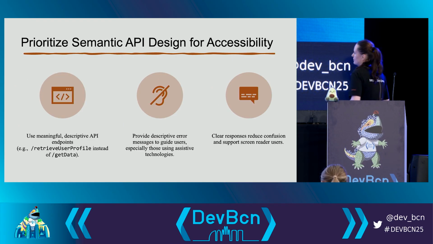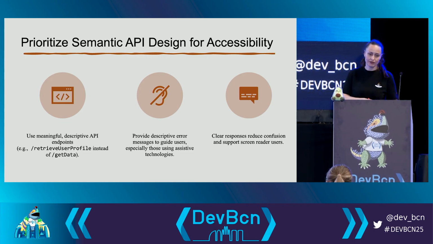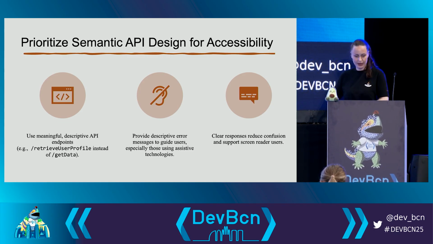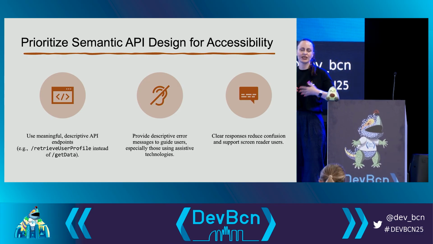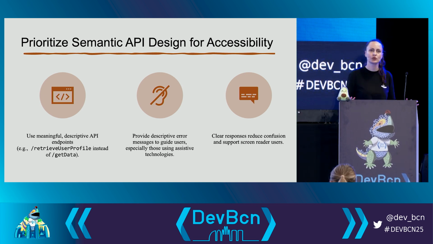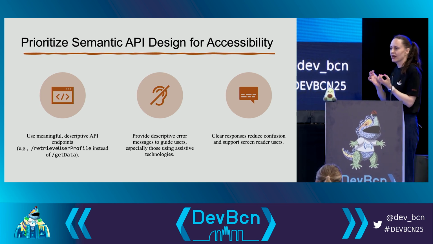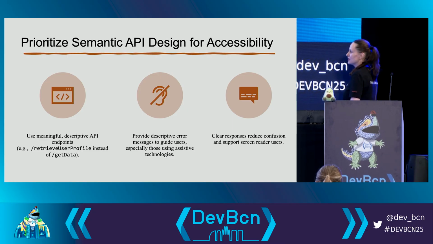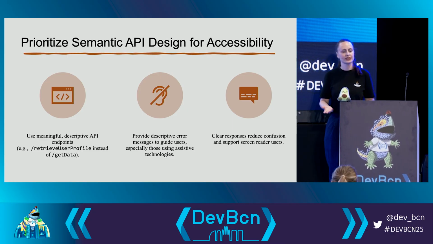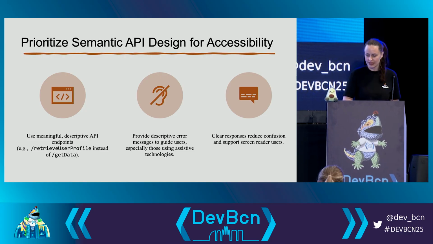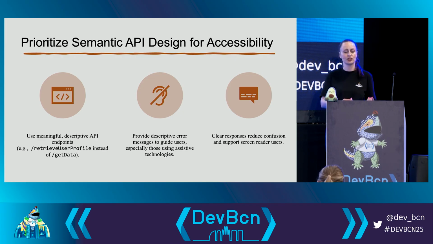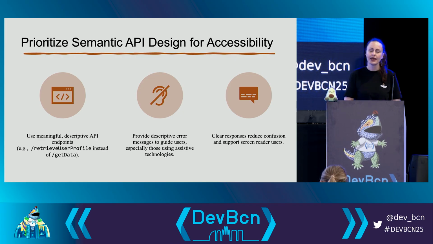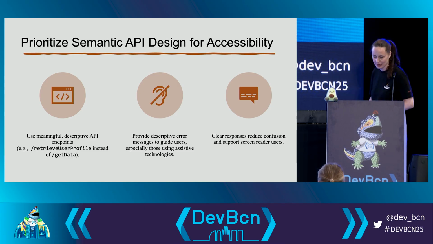Now, prioritizing semantic API design for accessibility is very important, and you can achieve that by using meaningful, descriptive API endpoints. We're tempted all the time to give some extra names to our endpoints because, well, we like to have them shortened, maybe, but giving meaningful names to our endpoints helps accessibility as well. Semantic endpoints help screen readers and other assistive technologies to give the necessary context, and also help developers because they will understand what's actually given by that API.